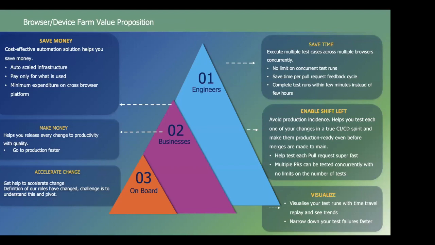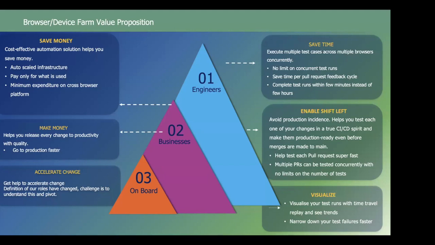So this is the last slide. What is the value addition a test automation infrastructure should normally give you? It should save money. A cost-effective automation solution helps you save money. Auto-scale infrastructure, so you only pay for what you use, with minimum expense on cross-browser platforms. So it helps you save money.